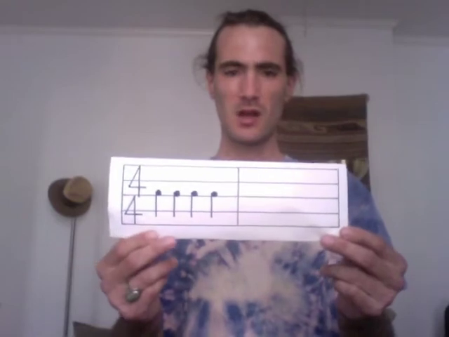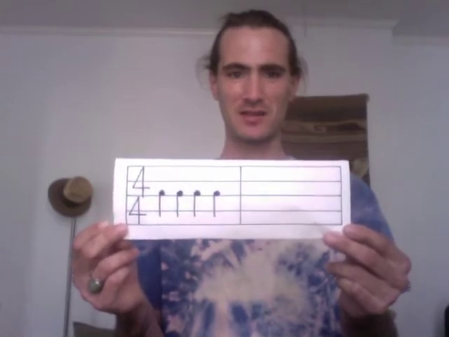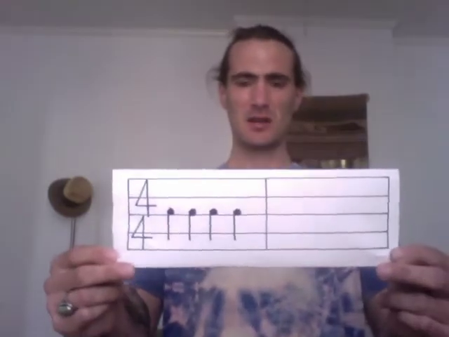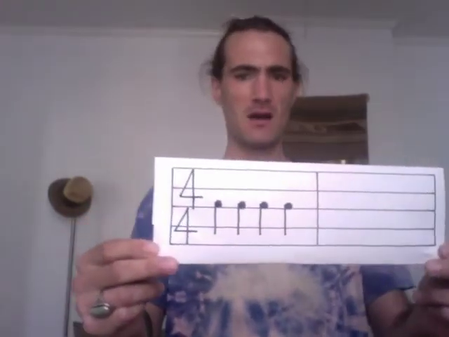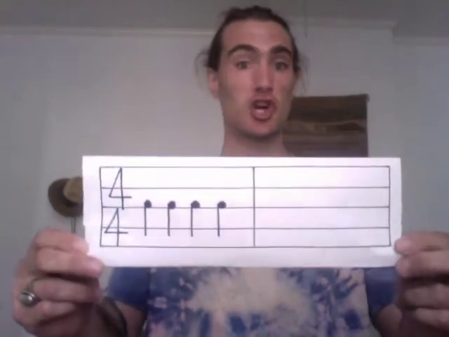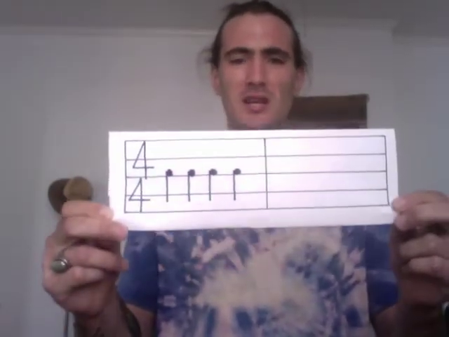So, to review, a staff is a collection of 5 lines, 1, 2, 3, 4, 5, and 4 spaces, 1, 2, 3, and 4. It is the, what shall we call it? The place, the zone, the world into which music is written.